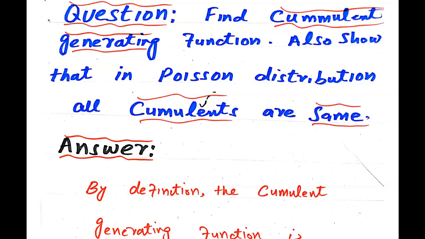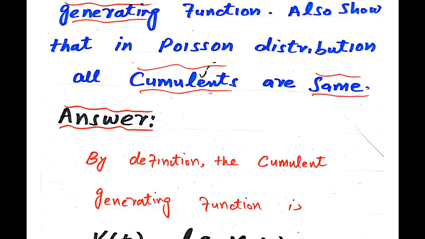Find the cumulant generating function in Poisson distribution. Also show that in Poisson distribution all cumulants are the same. So now we solve this. First we calculate the cumulant generating function of Poisson distribution.